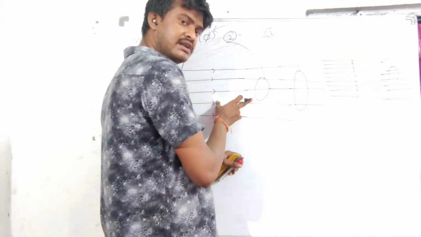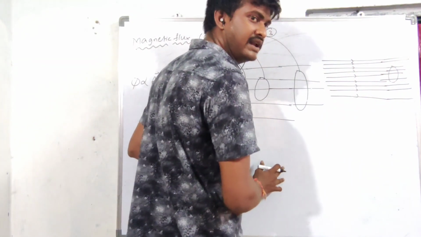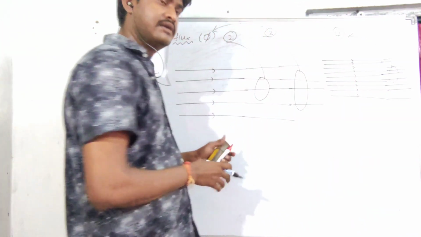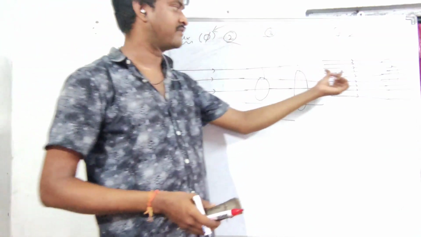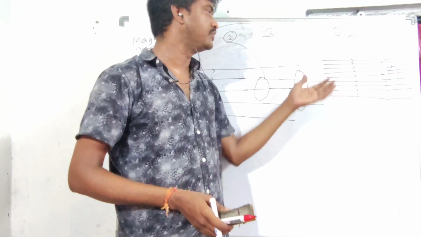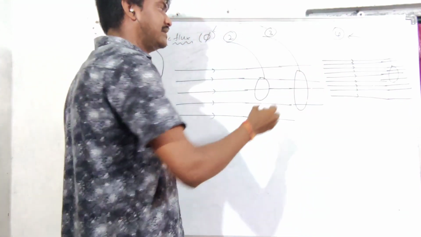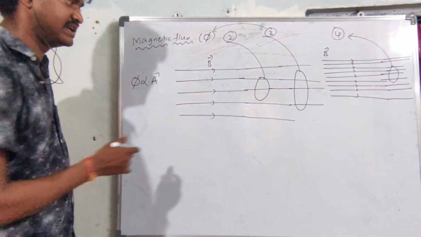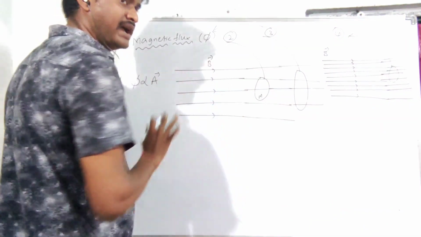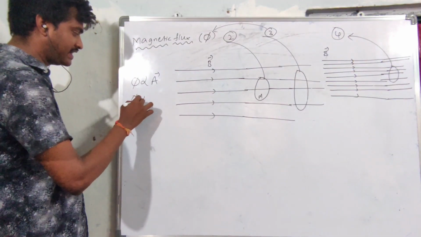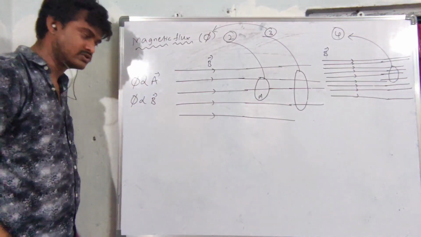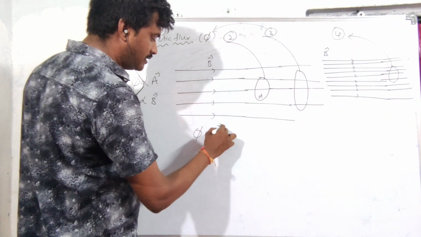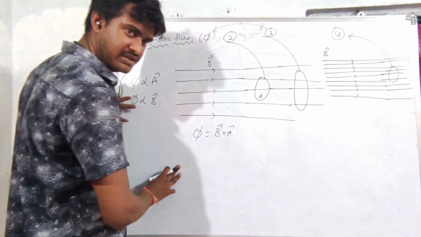How much area am I taking here? The same area. How many field lines are passing? 1, 2, 3, 4 field lines are passing. Same area, but the magnetic flux is increased. Why increased? Due to the increase of magnetic field B. This is area A. Due to the increase of magnetic field, the magnetic flux increased. So magnetic flux is equal to magnetic field into area of cross section.